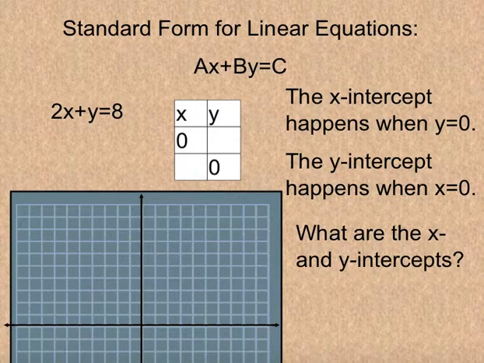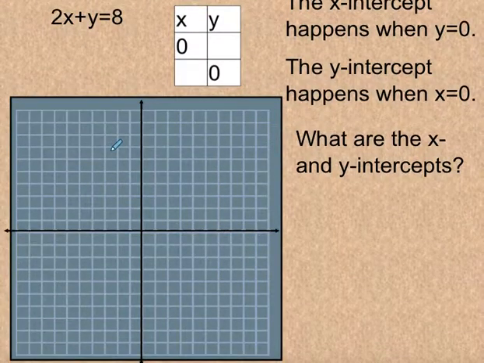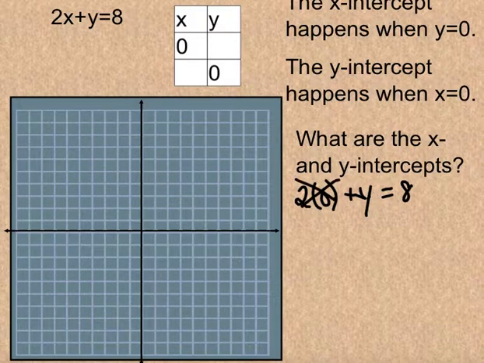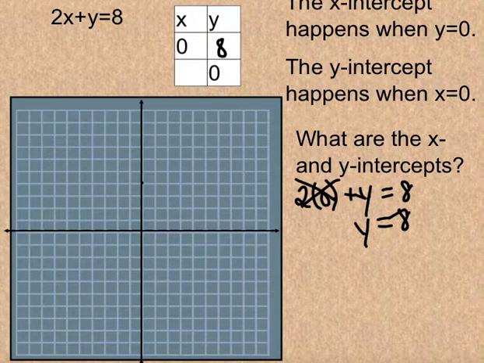Okay? Let's try this one. You know, I'm going to start with this one actually: 2x plus y is equal to 8. All right, so I plug in x as 0. So 2 times 0 plus y is equal to 8, which means this goes away, and we are just left with y is equal to 8. All right, which means I'm not going across at all. I'm just going to go up 8 and be right here.